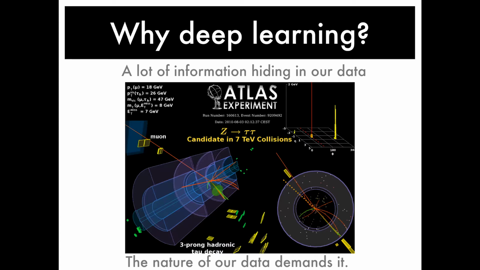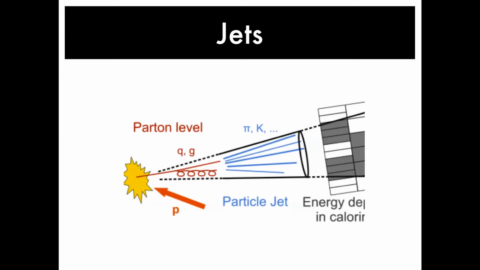And a special focus of our energies at colliders are these objects we call jets. So when you produce a quark or a gluon, for example, any colored object, it will shower and give you a huge stream of particles, which will hadronize and deposit energy in our calorimeter, which is finely segmented.